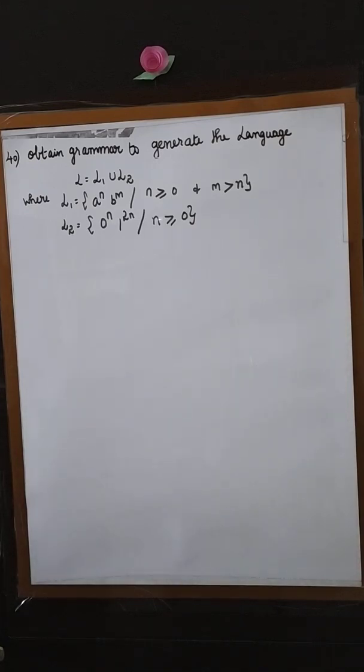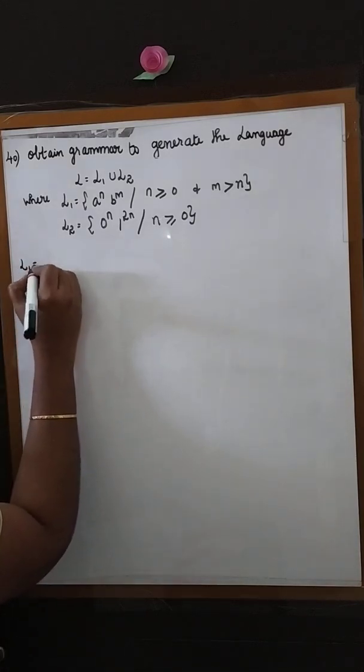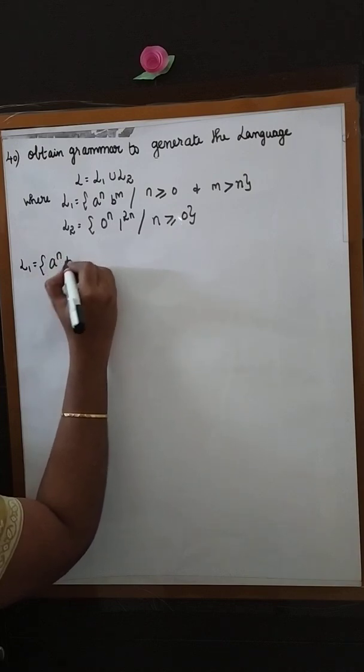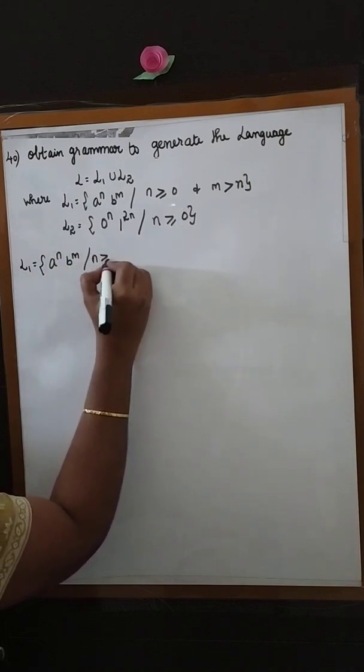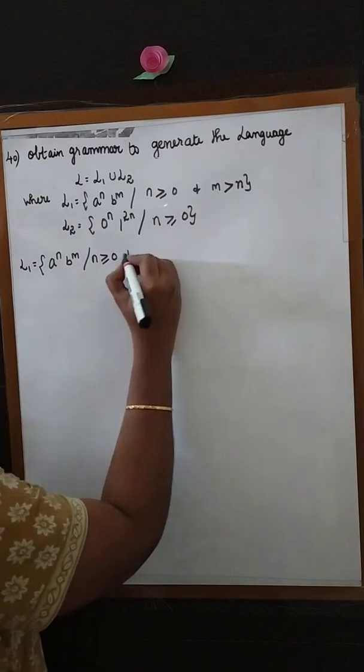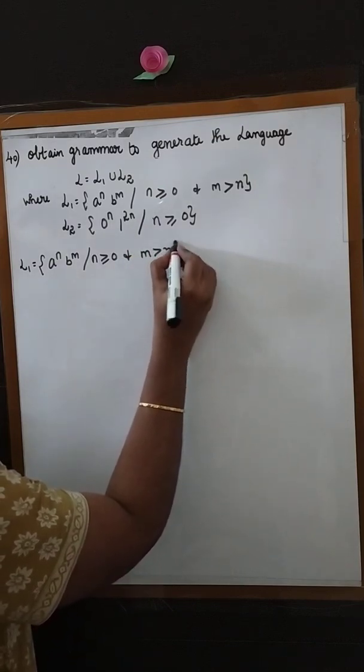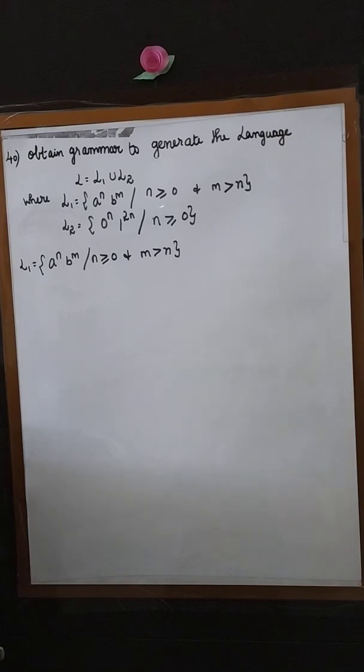So in one language we have got different powers, in another language we have got the same power. So what we are going to do is split it. For L1 is equal to a to the power of n, b to the power of m, such that n should always be greater than or equal to 0 and m should be greater than n.